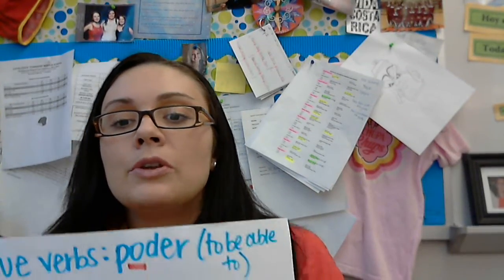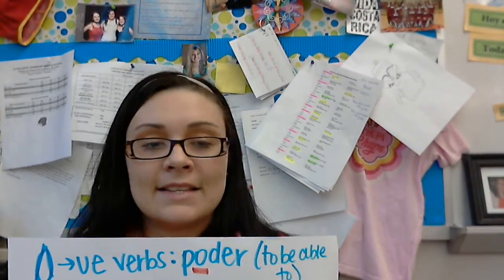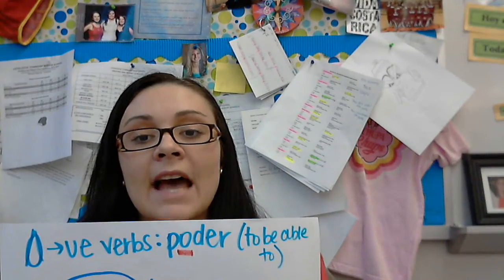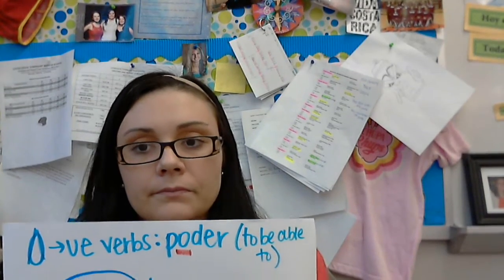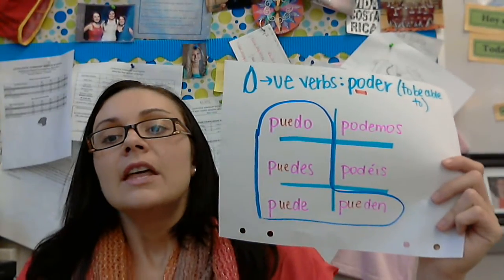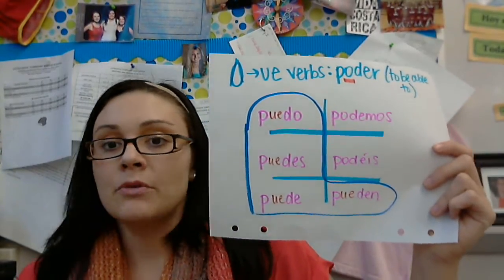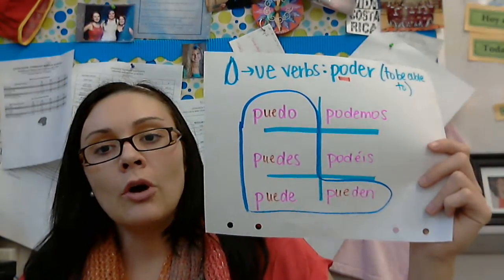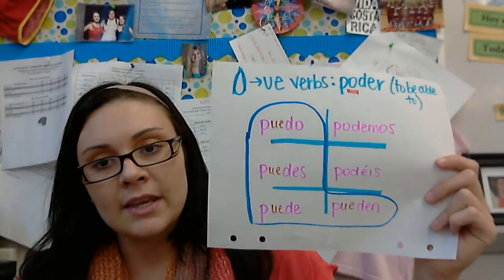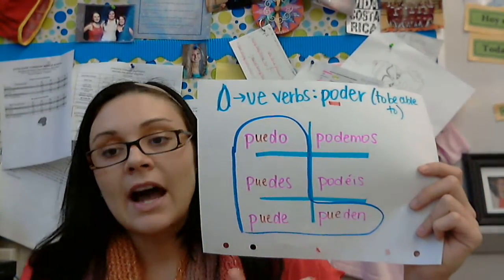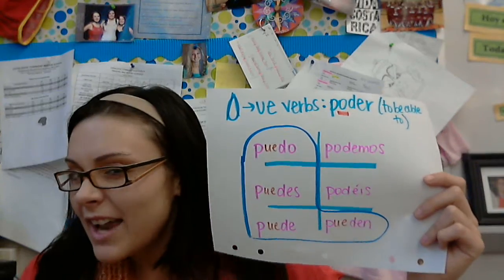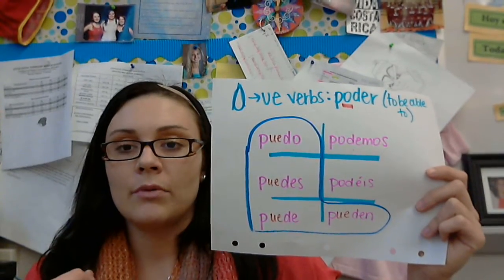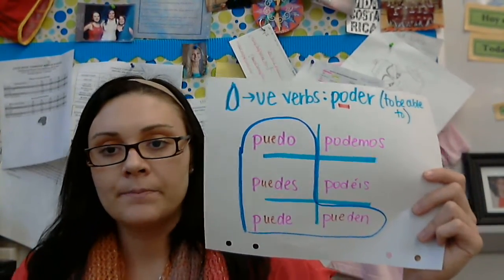Another example would be poder. Now, notice, this verb is not E to IE. It's actually O to UE. Poder means to be able to, which you all should know. The ER you take off and you conjugate it like a regular present tense ER verb. The O, however, gets changed to UE when it's in the boot. I suggest, just suggest, that you always draw that boot so you know.